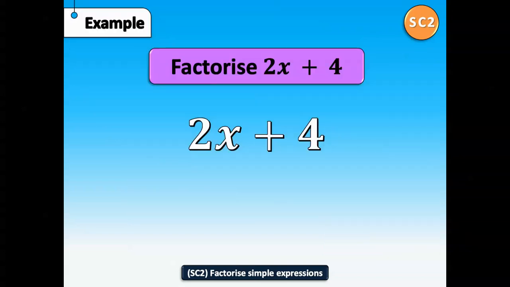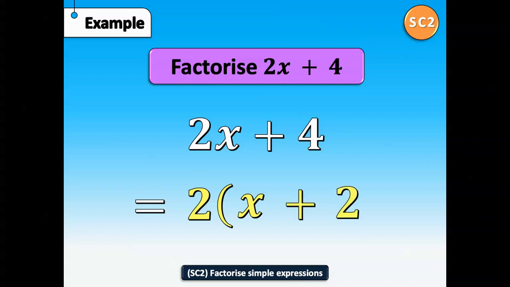So if we want to factorize 2x plus 4, we need to think about the biggest number that will go into 2x and 4. So the biggest number that goes into 2x and 4 is 2. So 2 goes on the outside of the bracket. Now we need to think, what do I times 2 by to make 2x? Well, I times it by x. And what do I times 2 by to make 4? Well, I times it by 2. So that's my answer. 2 brackets x plus 2.